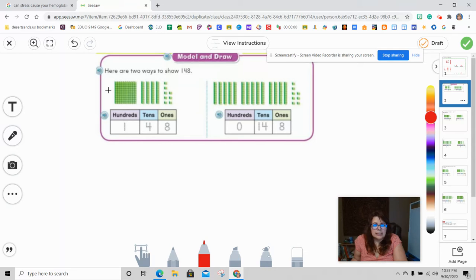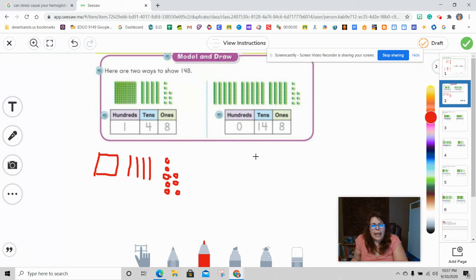So here it says, here are two ways to show 148. So this is the model, but I'm going to draw the picture and I'm going to show you what exactly they did. So I'm going to draw the same picture. So we have 100, this is 100, and then we have four tens, and then of course we have eight ones. 1, 2, 3, 4, 5, 6, 7, and 8.